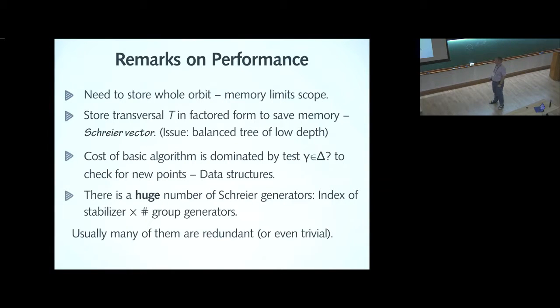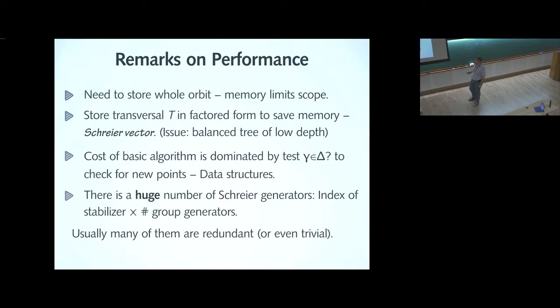How well does it work? Well, we need to store the whole orbit in memory. That's a limitation. We need to store the transversal. I mentioned already we can store it in factored form, which is called a Schreier vector. There is some issue to construct a balanced tree to make the performance good. The cost of the algorithm, if you try it out and analyze it, is dominated completely by the test whether a point lies in the orbit.